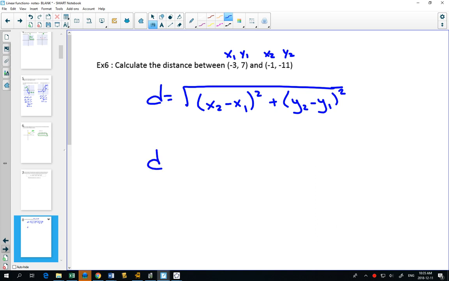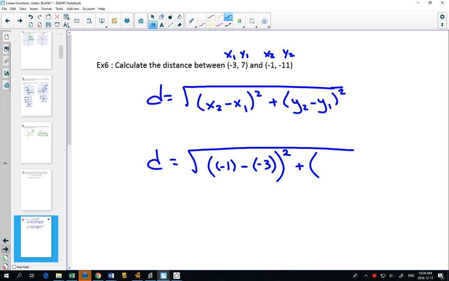So now we can go to our formula, square root. When I go to x2, I go, oh, x2 was minus 1. Minus x1 was minus 3. Whenever I plug in negative values into a formula, I put them in brackets, because sometimes you're going to minus a negative, and that's going to have an effect. Squared plus y2 is negative 11 minus y1 is 7 squared.